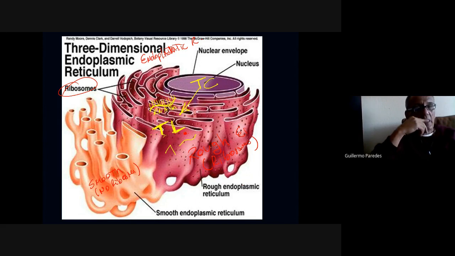Okay. So now, this endoplasmic reticulum is going to carry the primary protein, secondary protein, tertiary protein, the quaternary protein, and that means a more complicated shape. So, what is this?